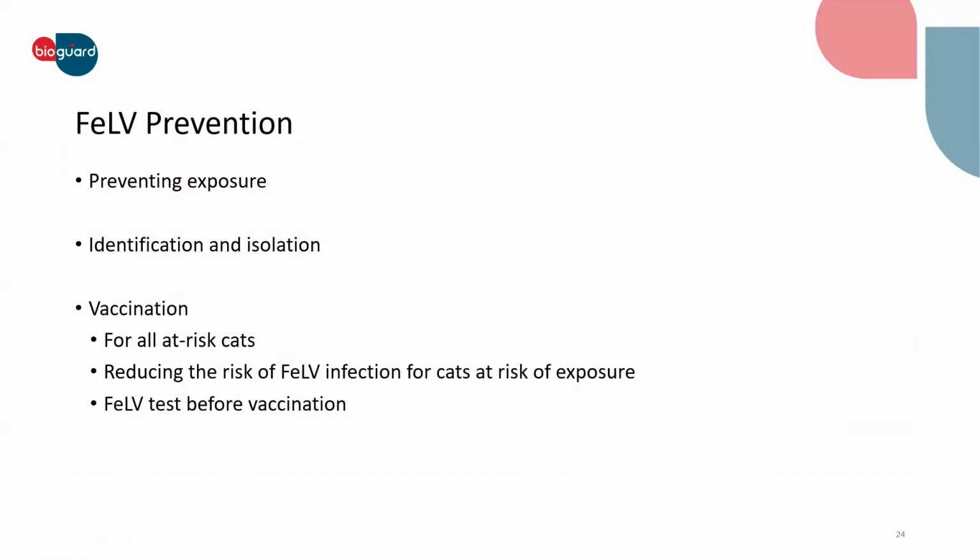And as for prevention of FeLV, usually just preventing the exposure is the best way. And then early identification of FeLV-infected cats and isolating them is also important. And vaccination also works. It is recommended for all at-risk cats. It can reduce the risk of FeLV infection, but of course, it cannot 100% protect cats vaccinated with the FeLV vaccine.